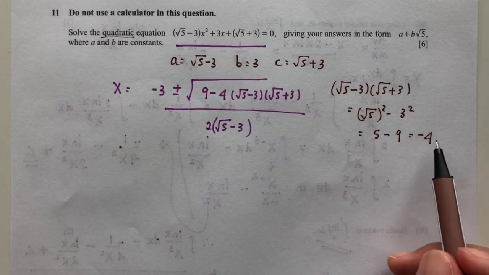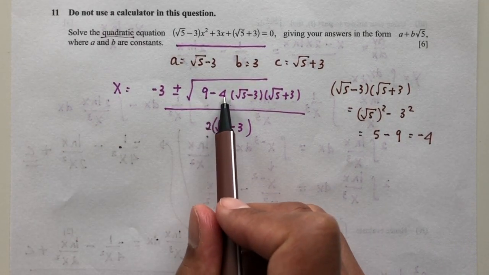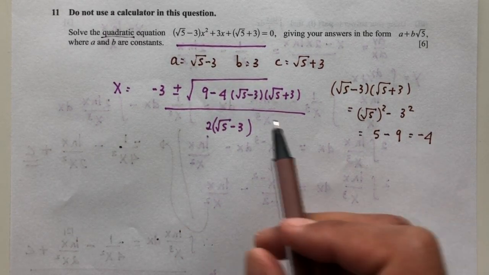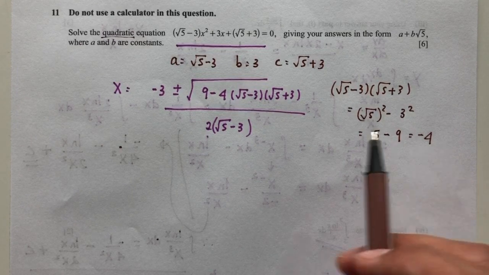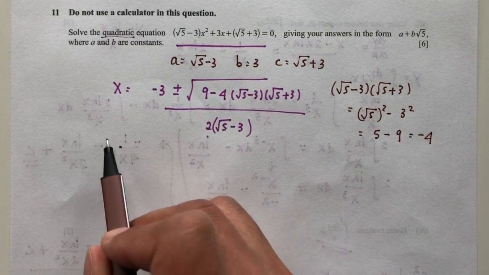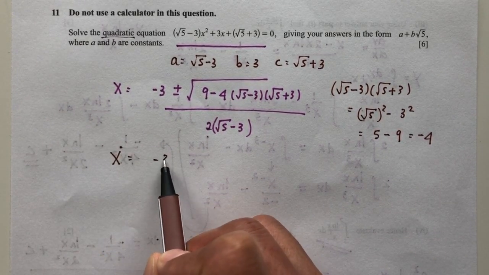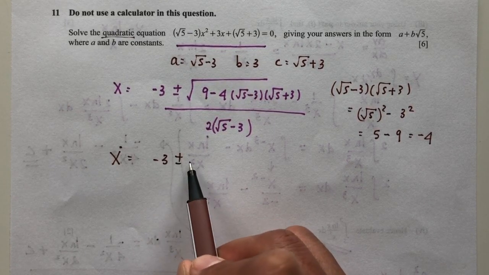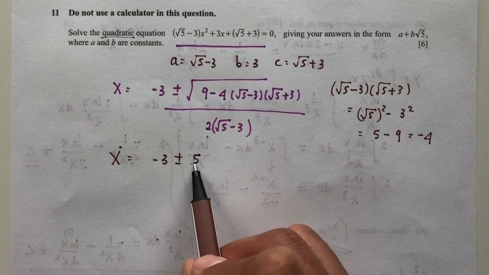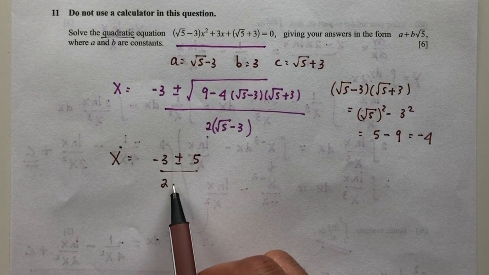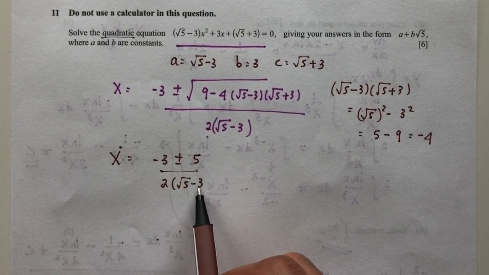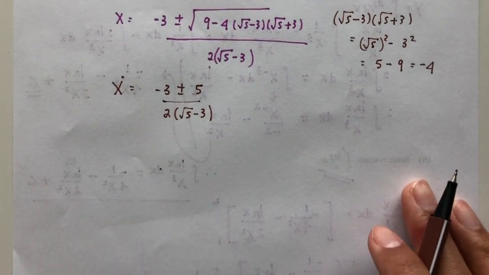Now, replace back in this, you will have 9 minus 4 times minus 4. So minus 4 times minus 4 will be 16. 9 plus 16 will be 25. So here we have x equal to minus 3 plus minus root of 25, which is 5, over 2 times root 5 minus 3. So we have two possible solutions here.